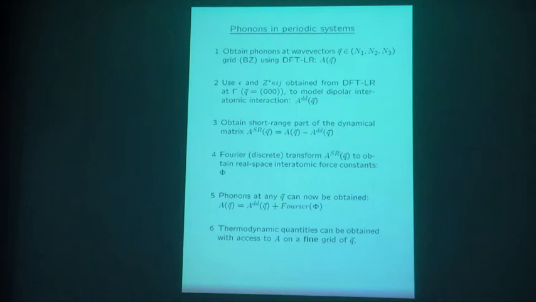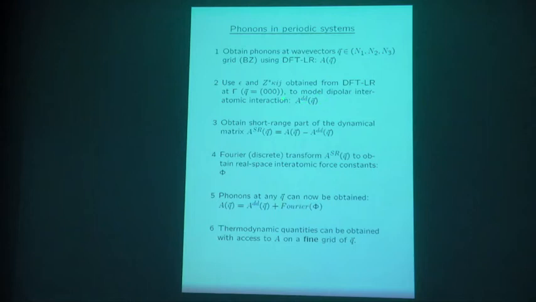Just like for electrons, you give a mesh, right? 8 by 8 by 8 mesh. For phonons, we typically give a 2 by 2 by 2 mesh, unless you are expecting that you need a very high resolution in your phonon dispersion. Next, use epsilon and Born effective charges obtained from DFT linear response at gamma to model the dipolar interaction, which was here on the last slide.